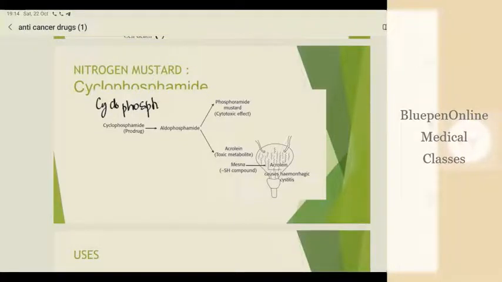Cyclophosphamide is a prodrug. It gets converted into aldophosphamide. Aldophosphamide is then converted into phosphoramide mustard and a toxic metabolite called acrolein. I told you that cyclophosphamide can cause hemorrhagic cystitis. This hemorrhagic cystitis is caused by this acrolein. So to prevent this hemorrhagic cystitis, we have to give mesna. Mesna will bind with acrolein and neutralize its effects.